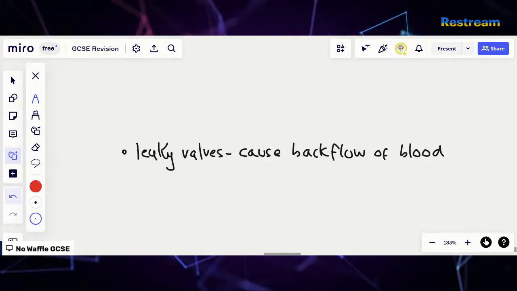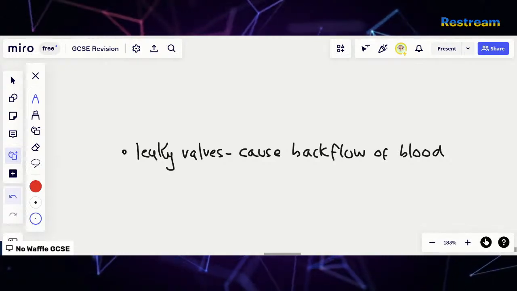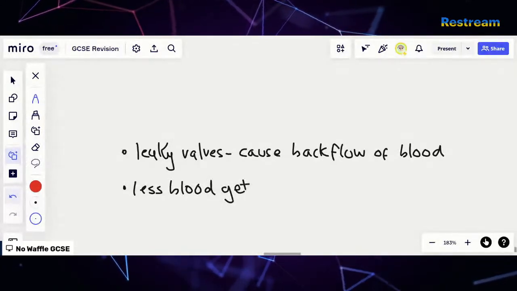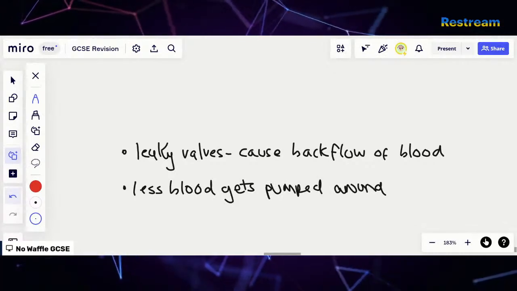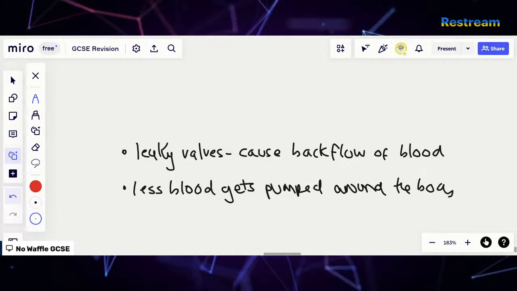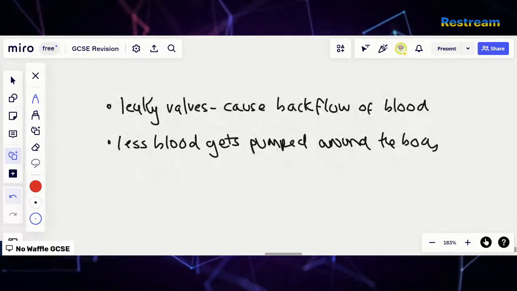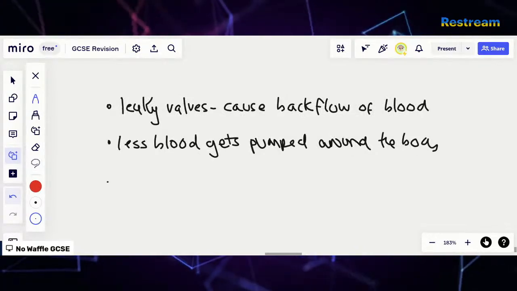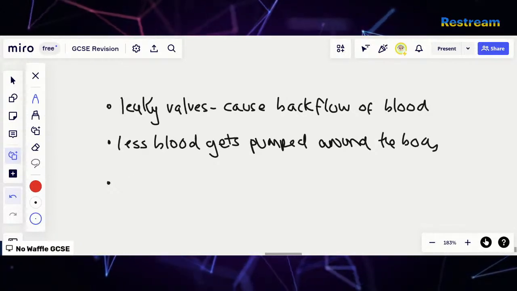Now, what does this then mean if there's a backflow of blood? This means that less blood gets pumped around the body. So if less blood gets pumped around the body, then all of the substances that blood carries will not be able to be supplied. The blood from the heart will not supply enough oxygen to working muscles. That is perfectly correct. Because less blood gets pumped, less oxygen gets supplied to the muscles.